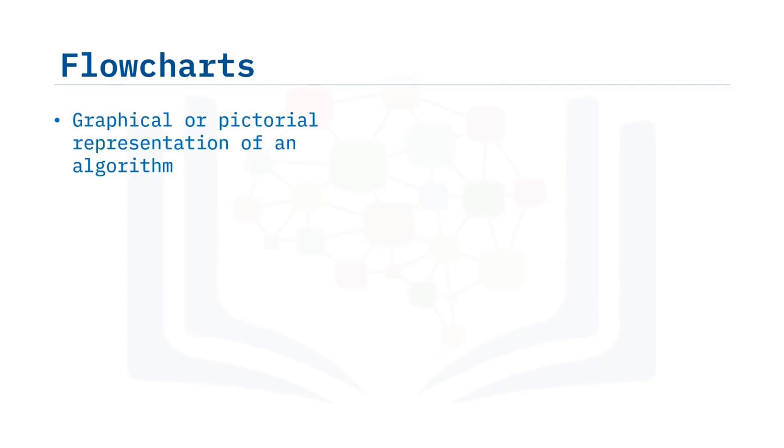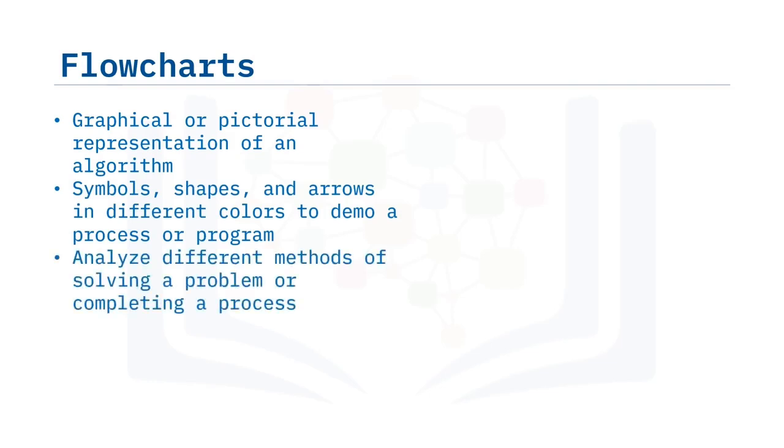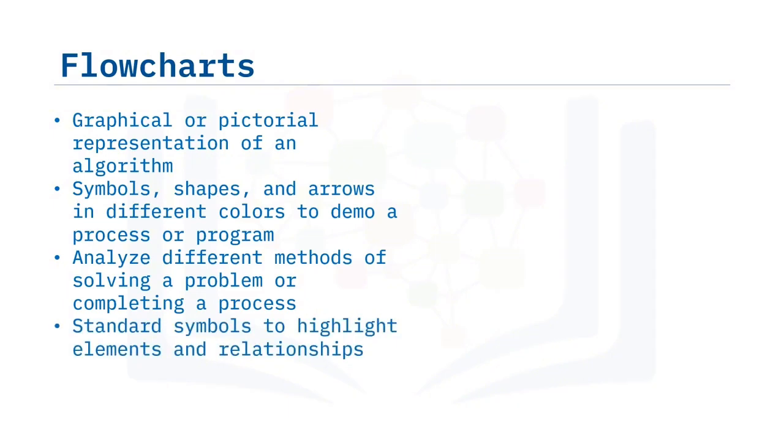A flowchart is the graphical or pictorial representation of an algorithm using different symbols, shapes, and arrows in different sizes and colors to demonstrate a process or a program. The main purpose of using a flowchart is to analyze different methods of solving a problem or completing a process. Several standard symbols are applied in a flowchart, and you can easily highlight certain elements and the relationships between each part in the process. Some traditional flowchart shapes used for programming concepts are start-end, a capsule; process, a rectangle; decision, a diamond; data, a parallelogram; and connectors as arrows.